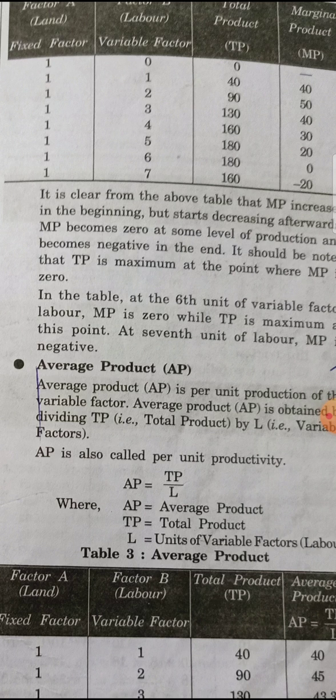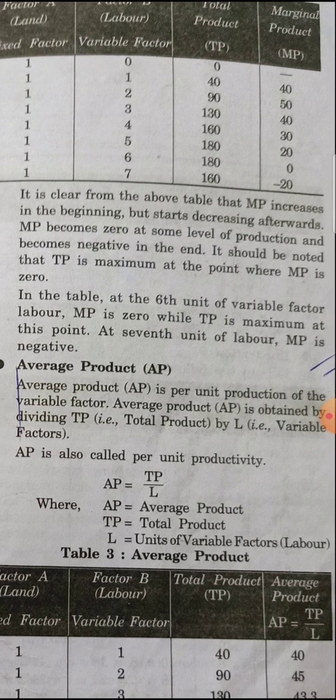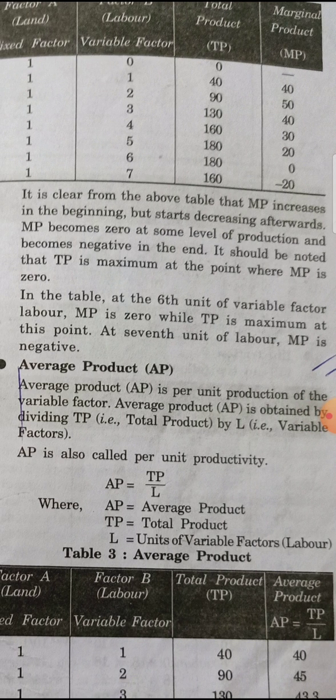So this is given, and here first it is 0, 0, as we have seen, only because the marginal product of the first level is not calculated. So we have given 0 for the variable factor and total product, because before starting any business or production, everything is 0 in the starting, right? So it is clear from the above table that MP increases in the beginning but starts decreasing afterwards.